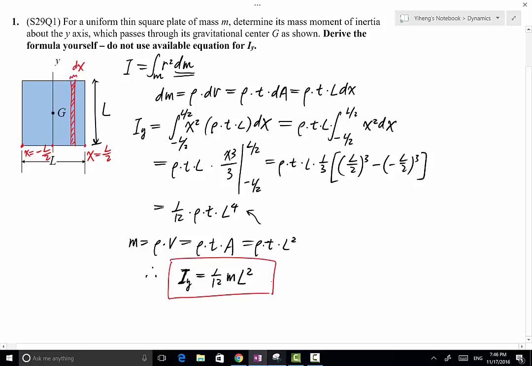Later on, when we encounter problems involving a uniform thin square plate, and we need to calculate its mass moment of inertia about this vertical axis passing through its center of gravity, we can use this equation directly.